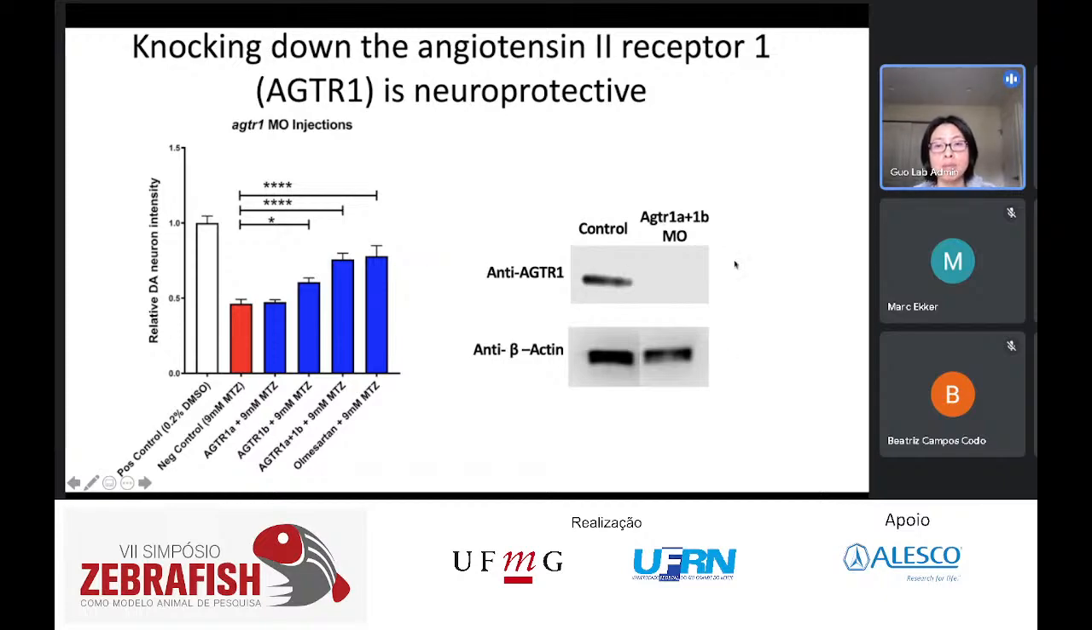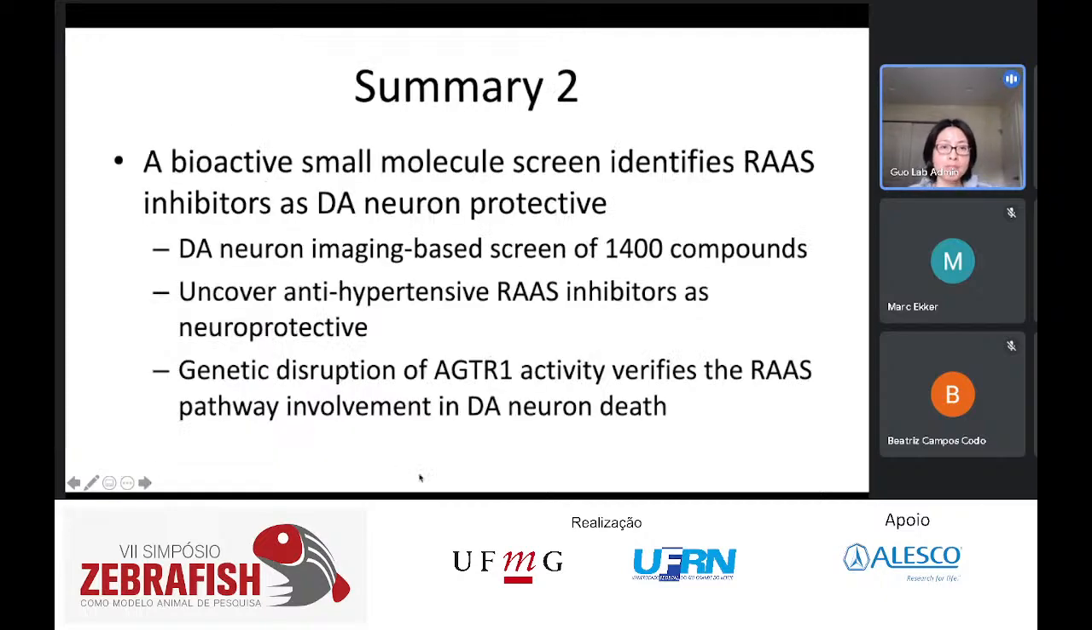And here is just a Western blot that shows that when we inject these double morpholinos, we can significantly knock down the protein, the receptor. To briefly summarize this part of my talk, I told you about a bioactive small molecule screen where we have identified RAS inhibitors as dopaminergic neuron protective. And we also show that genetic disruption of AGTR1 activity can also be neuroprotective.